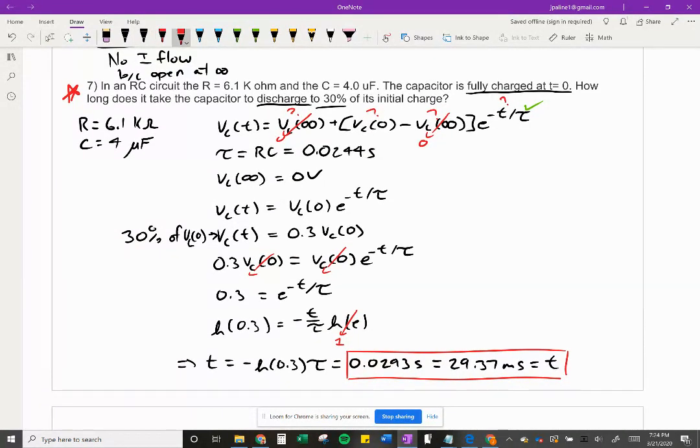So I'll put a star by this one. This one's very important. I would know this one very well for your test.